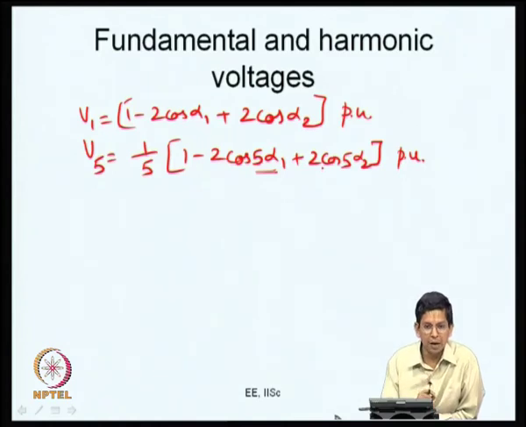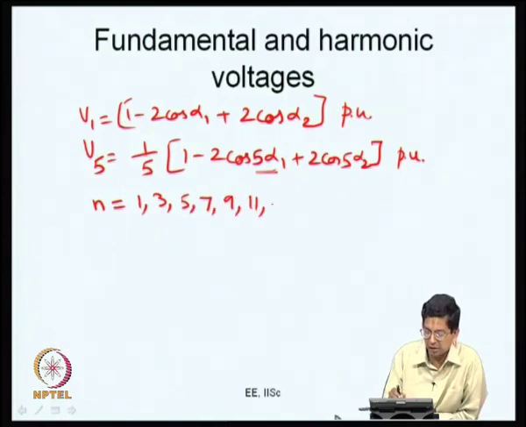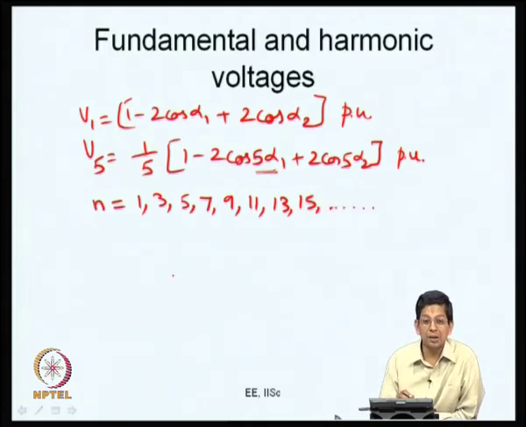The waveform as such has a few components. What are the components the waveform has? The order of harmonics are, it has fundamental, it has third, it has fifth, it has 7th, it has 9th, 11th, 13th, 15th and so on. That is, the waveform on account of its half wave symmetry has only odd harmonics, it has the fundamental and all the odd harmonics.